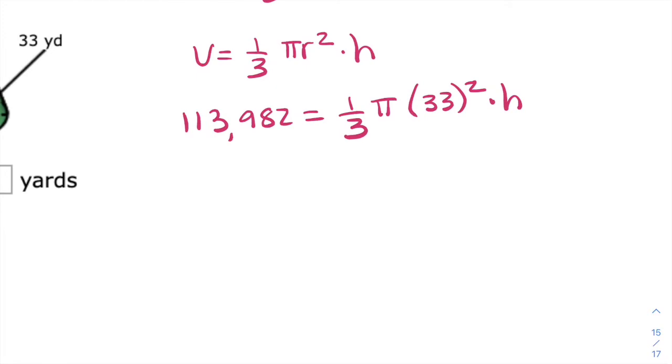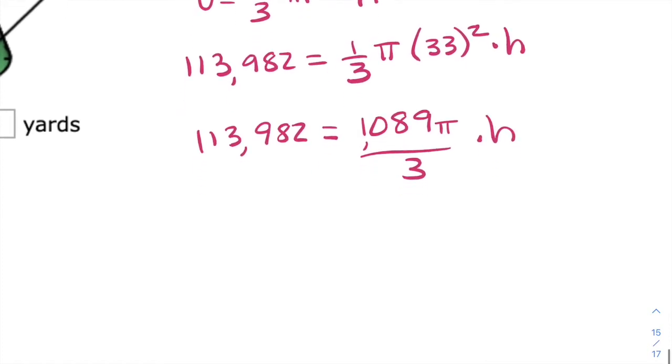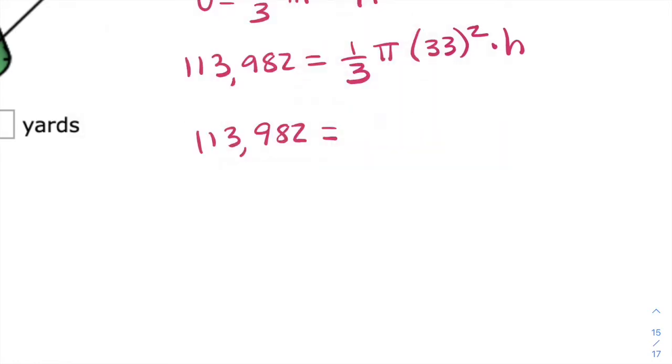The first thing I'm going to do is the right-hand side, 33 times 33. I get 113,982 equals 33 times 33 times 1 times pi is 1,089 pi over 3 times height. Let's multiply both sides by 3. You know what, I probably should have just multiplied both sides by 3, because that would have gotten rid of that fraction and cleaned some stuff up. Okay, let me do that step first. Listen, it's not going to matter.